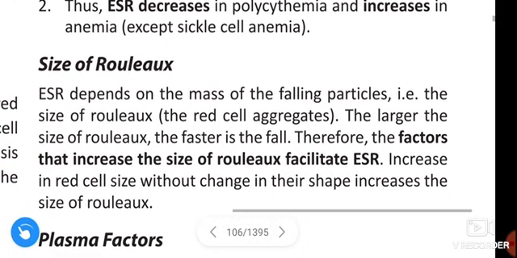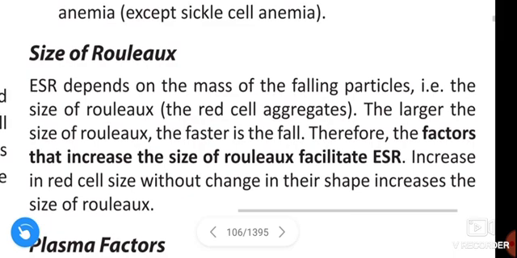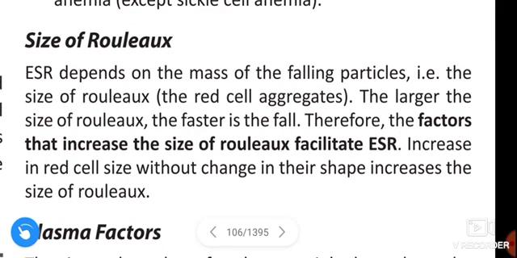Next, size of Rolex. Erythrocyte sedimentation rate depends on mass of the falling particles, that is the size of Rolex. The larger the size of Rolex, the faster is the fall. Therefore, the factors that increase the size of Rolex facilitate ESR. Increase in red cell size without change in the shape increases the size of Rolex.